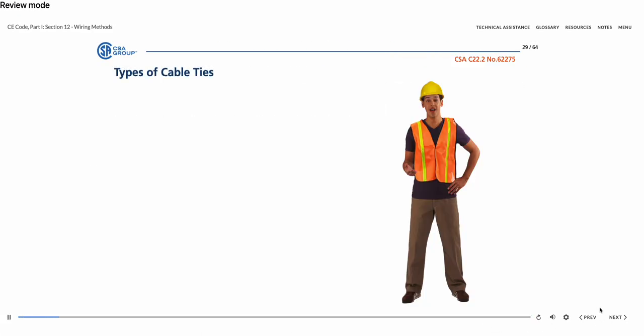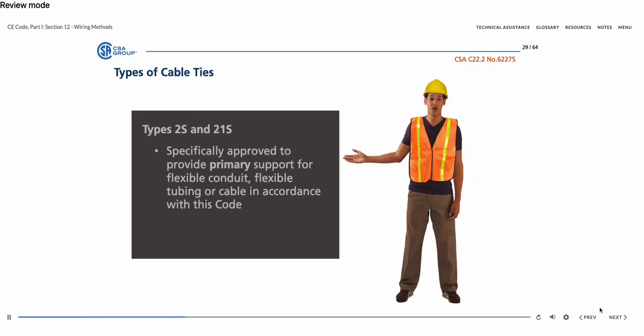The types of cable ties approved to provide primary support for flexible conduit, flexible tubing, or cable within electrical work are Type 2S and Type 21S. Type 2S and 21S are types of cable ties that are specifically approved for primary support for flexible conduit, flexible tubing, or cable. Due to the size of some of the cable ties, the marking may not appear on the cable tie but will be on the packaging.